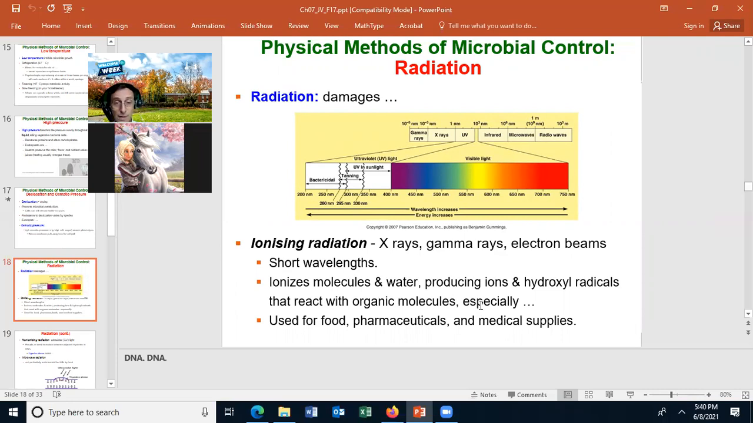Ionizing radiation can be used to preserve food. Backpackers will frequently get ionized food, and you can see it in the store. It has a very long shelf life, as long as it's sealed. And at room temperature, it lasts a long time because the radiation kills all the microbes in it. Some pharmaceuticals are treated by radiation, and then some medical supplies.